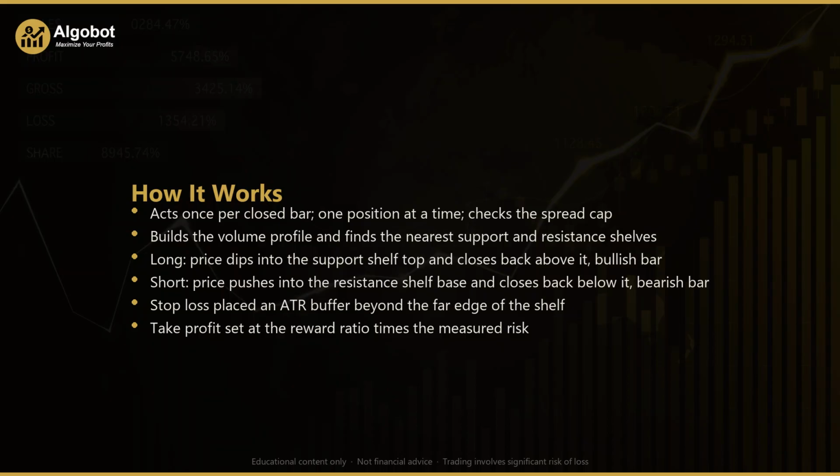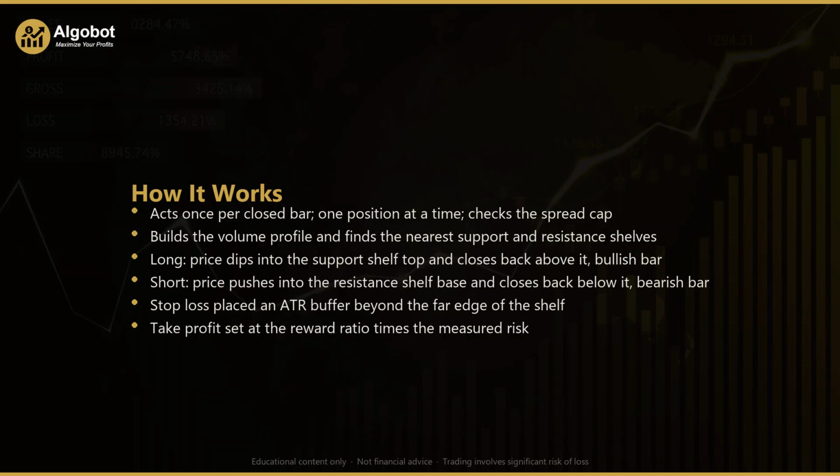Next comes the analysis. The strategy builds the rolling volume profile, applies the high-volume node cut, and clusters the survivors into shelves. From all the qualifying shelves, it keeps just two: the nearest support shelf whose center sits below the closing price, and the nearest resistance shelf whose center sits above it.